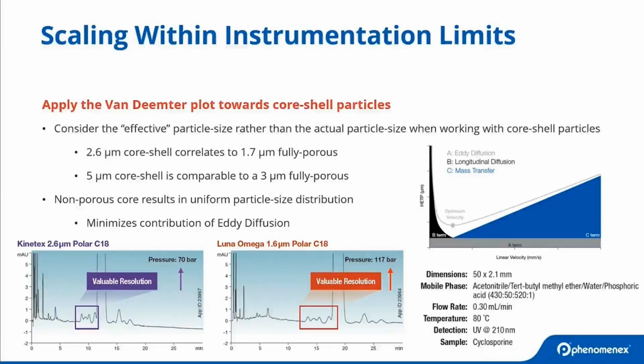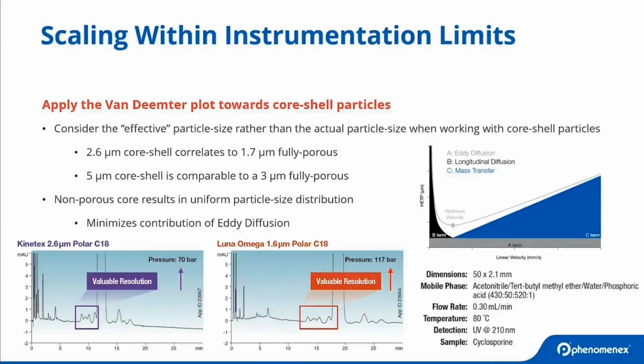But on the flip side, core shell particles are a fantastic means by which to mitigate back pressure that would otherwise be generated by smaller fully porous particles. So if your concern is sample load, fully porous particles are a great option. If your concern is minimizing any wear and tear on the pumps for your instrument, then core shell particles are a fantastic choice.